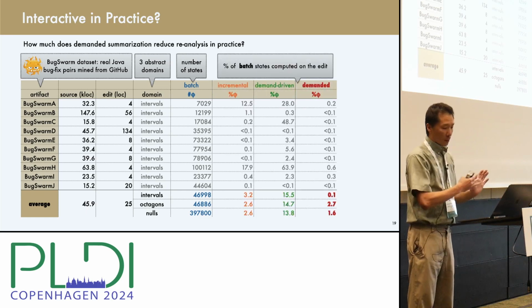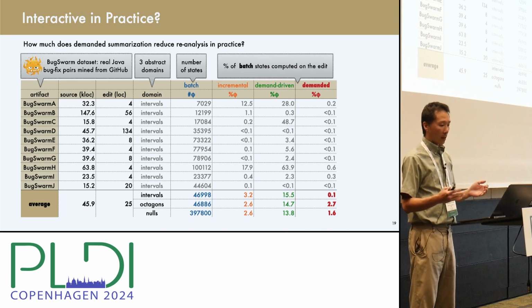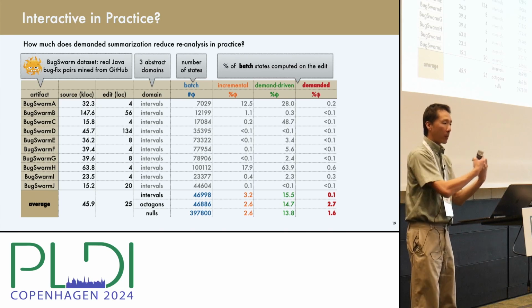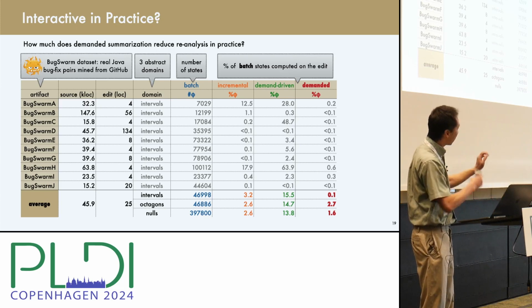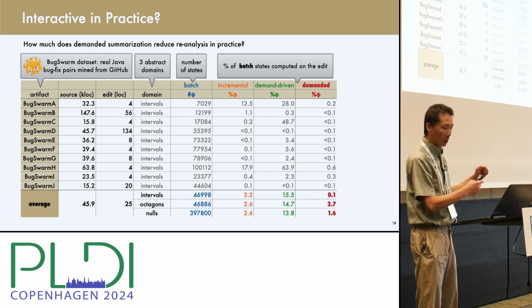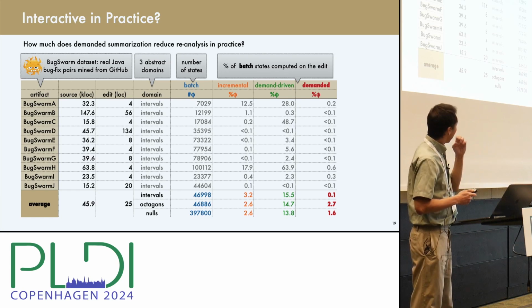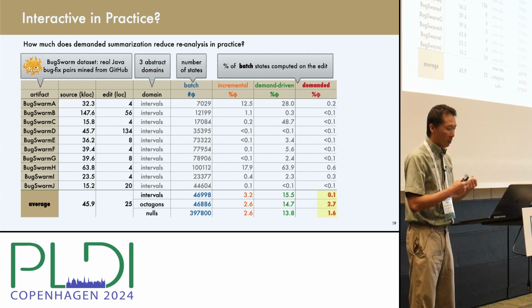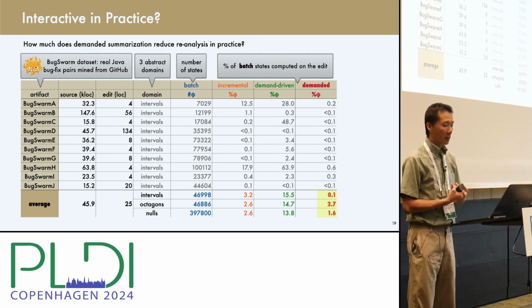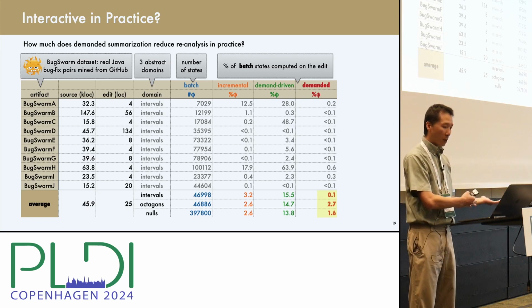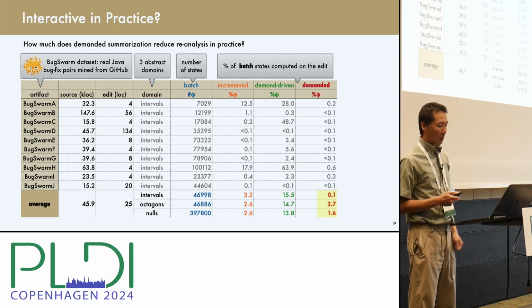And then in the 3 subsequent configurations I'm showing the percentage of the batch states that need to be recomputed on the edit: in the incremental but not demand-driven, the demand-driven but not incremental, and the demanded version. And really, the take-home message is that we're only recomputing a very small number of the overall number of states that the batch analysis does, from 0.1 to 2.7%.